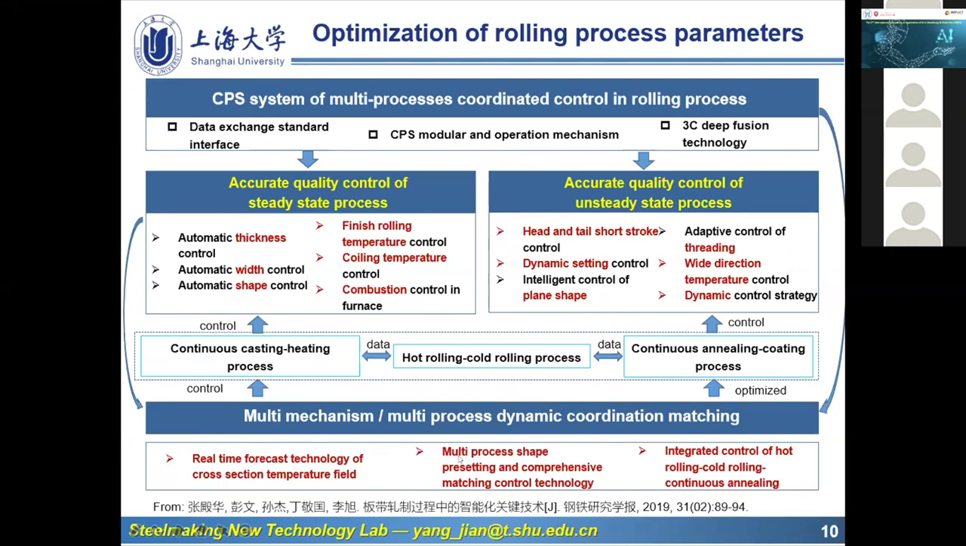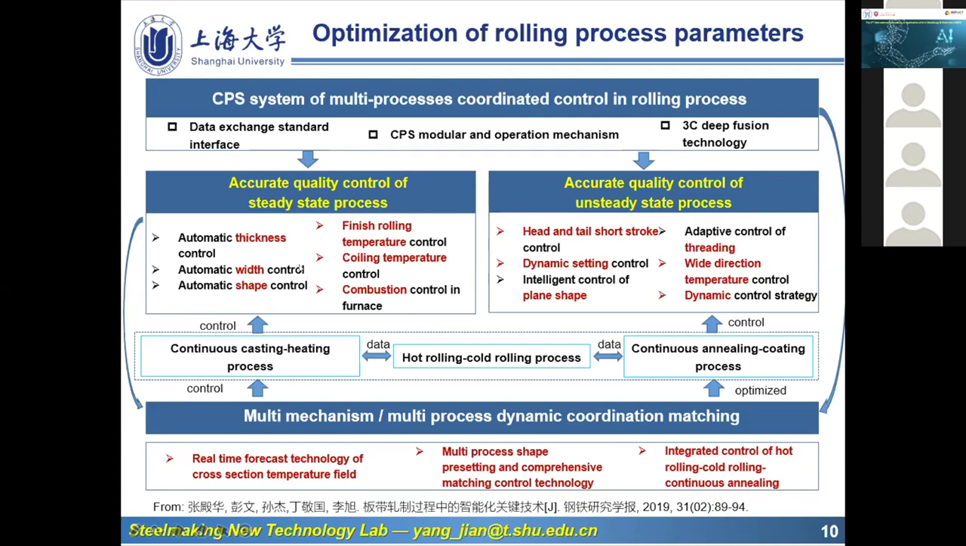And it is also about the multi-process shape presetting and the comprehensive matching control technology. Also about the integrated control of the hot rolling, cold rolling, and the continuous casting annealing. So for the steady state process, we can develop the accurate quality control.